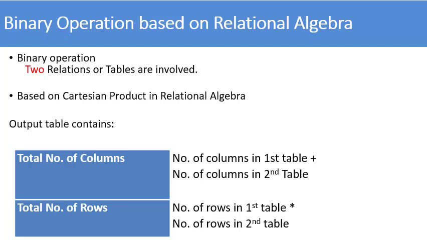It means if one table has 10 columns and the other table has 5 columns, then there will be 15 columns in the output relation. However, in SQL, you can choose the names of columns to be included in the output. The total number of rows in the output is equal to the number of rows in the first table multiplied by the number of rows in the second table. So if there are 100 rows in the first table and 10 rows in the second table, the total number of rows in the output will be 1000.